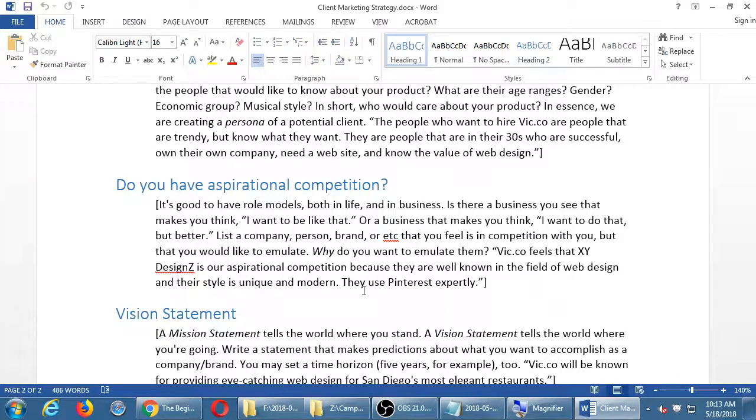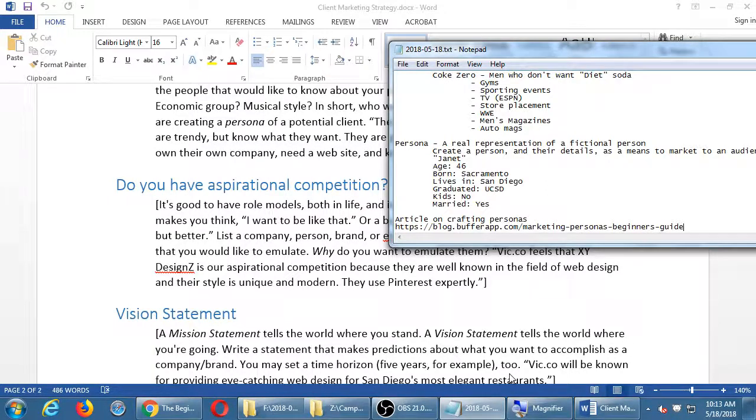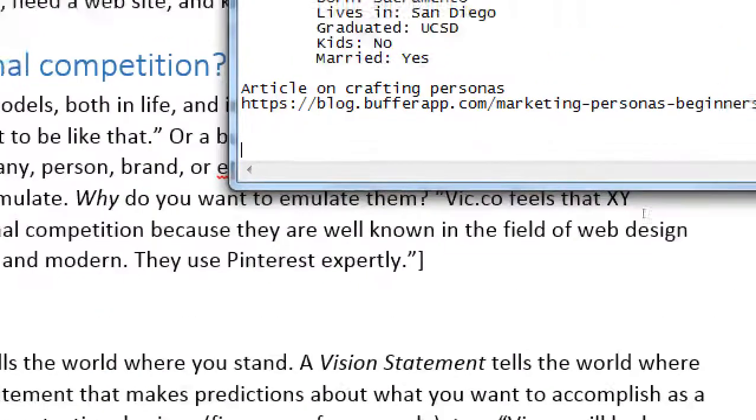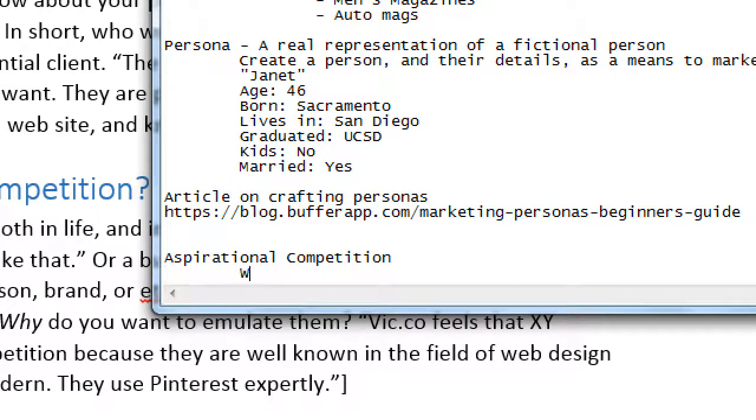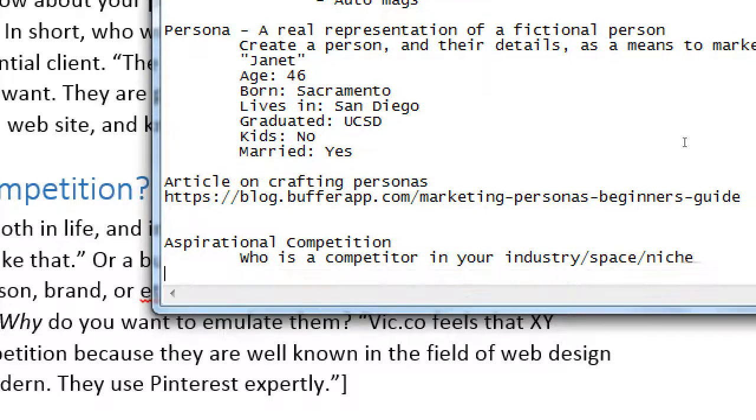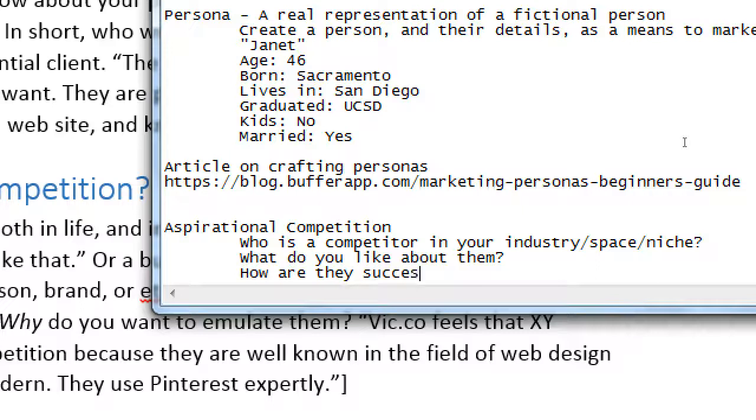They use Pinterest expertly. So competition, we've talked about how you're not the only company in your niche. There's so much competition, especially online. So, aspirational competition. Who is a competitor in your industry, space, niche, whatever you want to call it? What do you like about them? How are they successful?